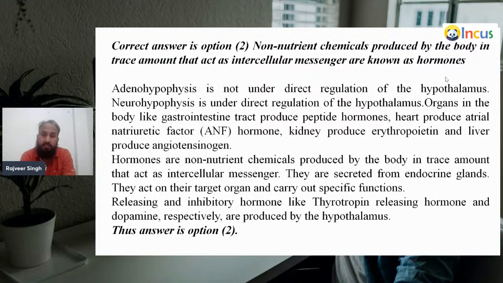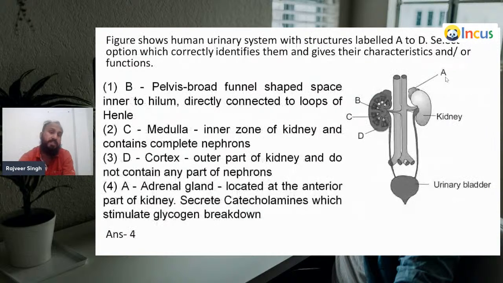They are secreted from endocrine glands. They act on their target organs and carry out specific functions. Releasing and inhibitory hormones, like thyrotropin releasing hormone and dopamine respectively, are produced by the hypothalamus. So the answer will be second.